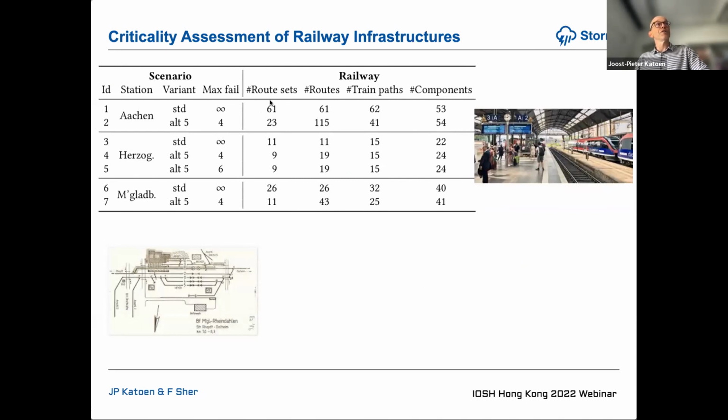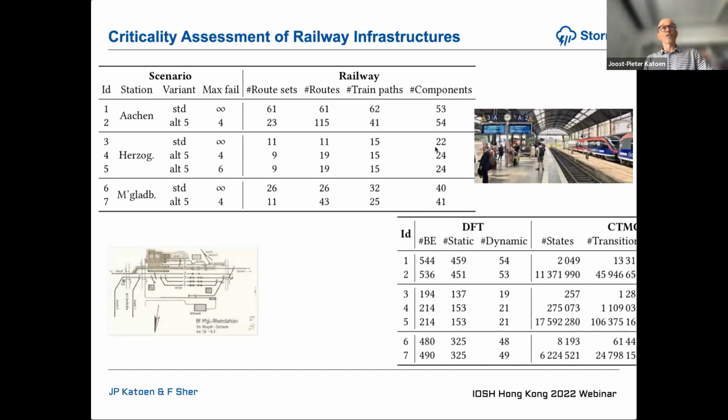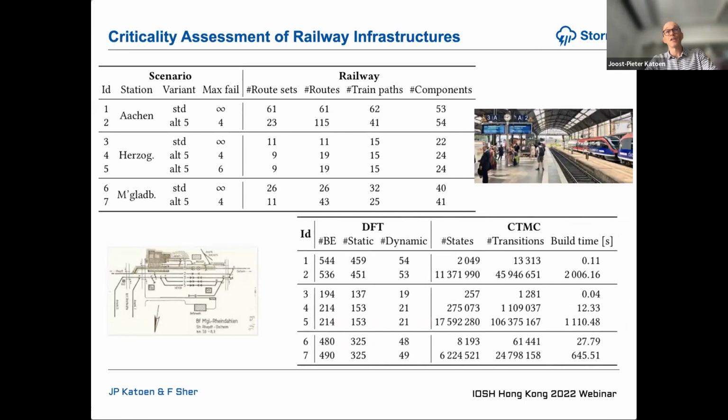So for Aachen, for instance, here you see in this model, which is the standard variant, that you have 61 route sets, about 60 routes, about 60 possible train paths. So you have 60 possible routes, and there are about 50 different components: switches, axle counters, signals, and so forth. And similarly for the other model. Now, we model all this by fault trees. So here you see the size of these fault trees and the Markov chains.